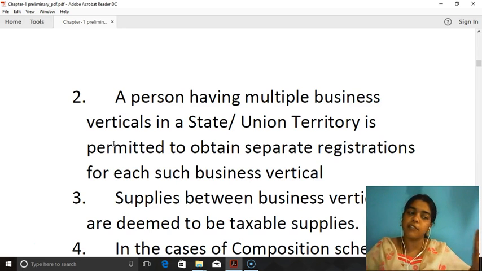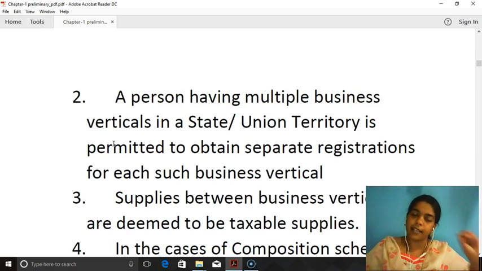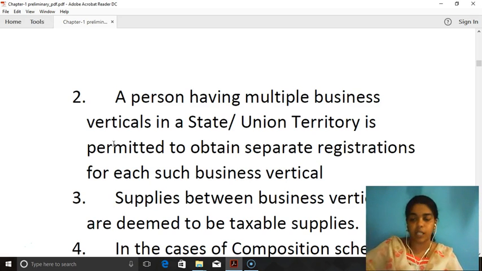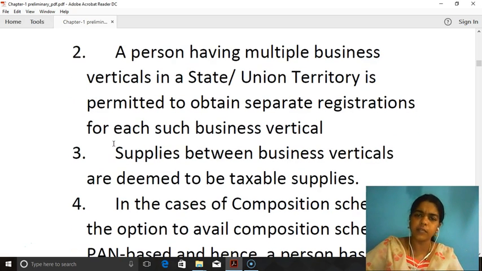For example, if it is in the plying of lorries, it can get separate registration. If it is in the textile business, separate business registration. So both will have their own separate registrations as far as business verticals are concerned. And a person can have a maximum of 35 business verticals within a state.